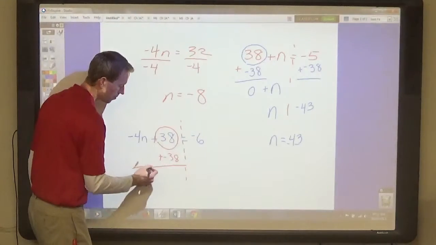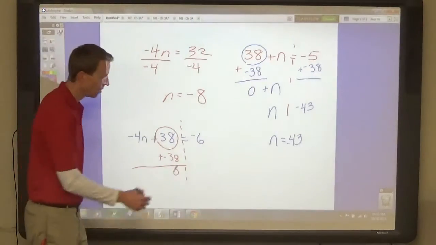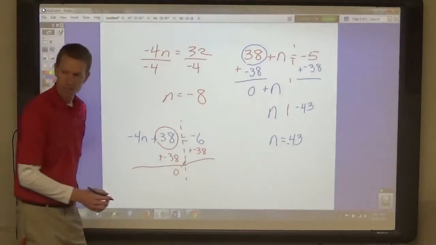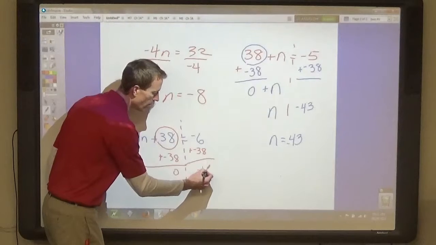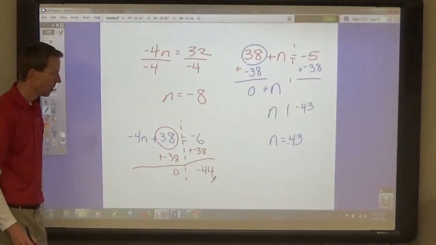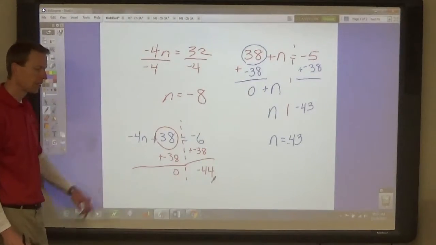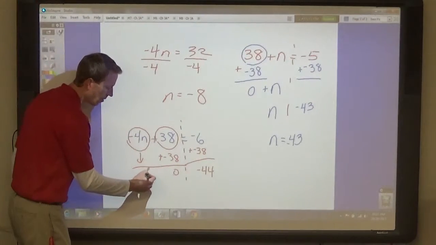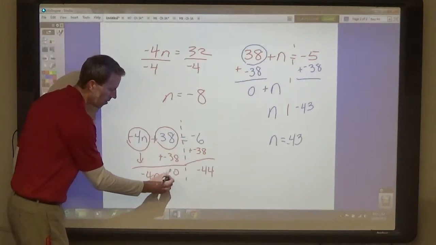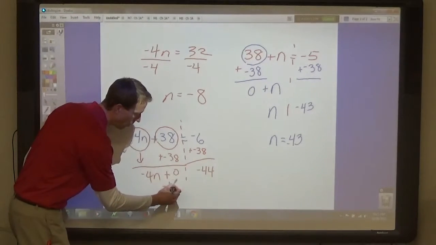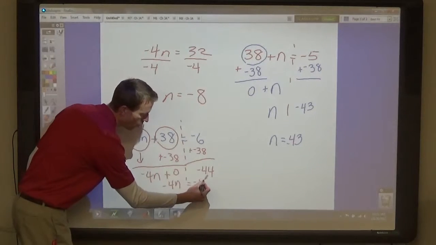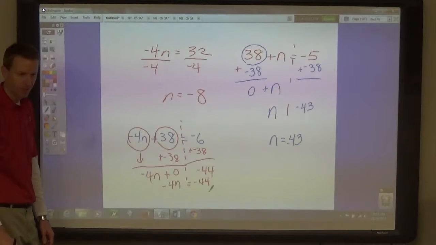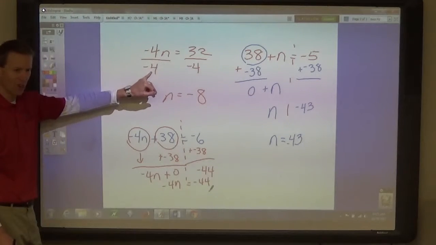Okay? It's going to get 0. We add negative 38 to this side. Negative 44. What do we have left on the left side? Negative 4. We still have the negative 4n. So you bring that down. And so negative 4n equals negative 44. Now what? You need to add.